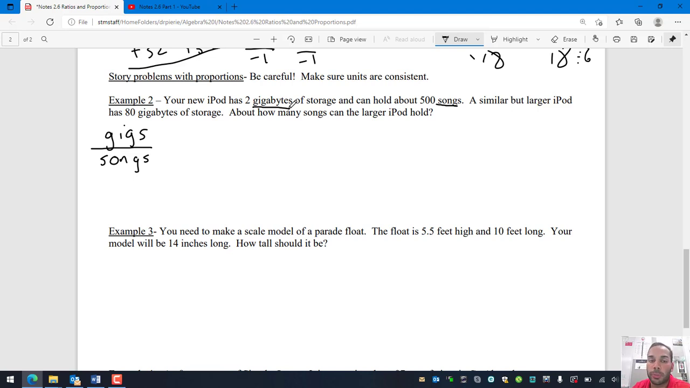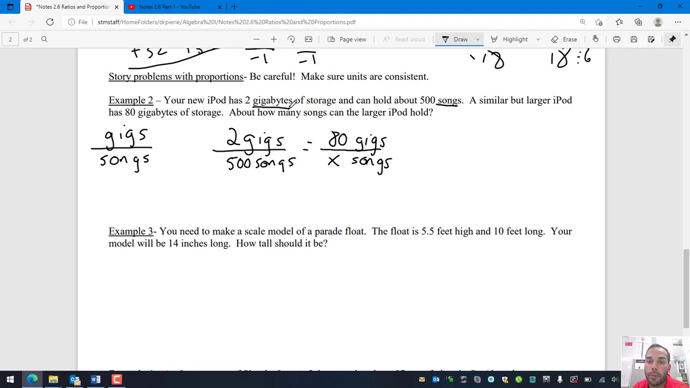Okay, so let's set up this proportion. What they're telling me is if I got 2 gigs of storage, I know that holds 500 songs. I already got that relationship. But what they're asking me is, if I have 80 gigs of storage, how many songs does that hold? I'm trying to figure that relationship out. I don't know the exact number, so I'll just call it X right now. And if we solve this proportion, we'll be able to determine what X should equal.